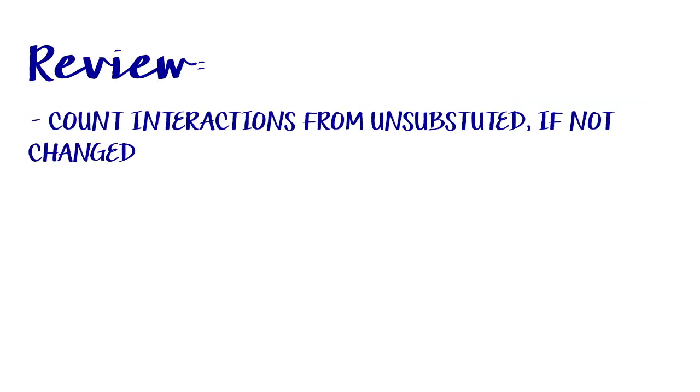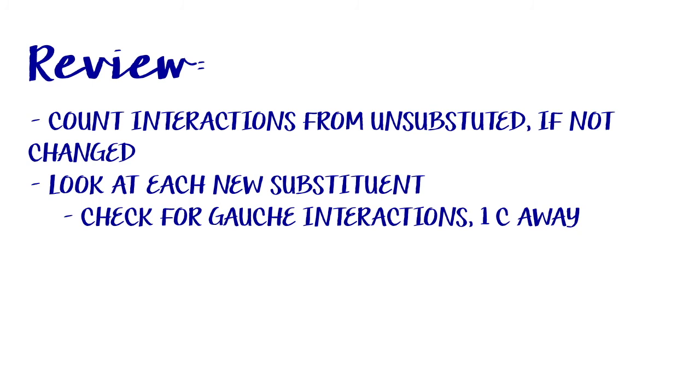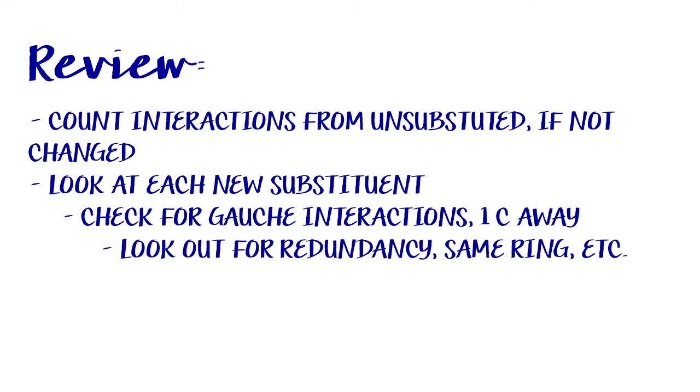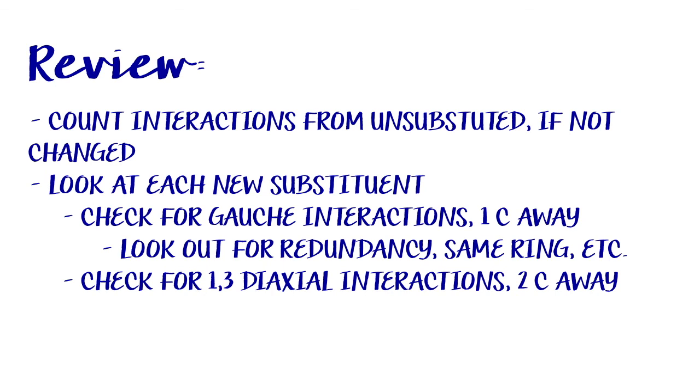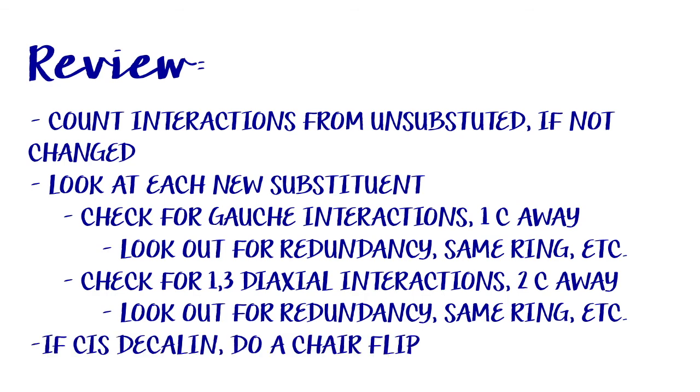Now, just a quick recap of everything we have covered. You should use what you already know and count the interactions from unsubstituted decalin if the groups have not changed. For each new substituent, check for gauche interactions 1 carbon away and 1,3 diaxial interactions 2 carbons away. While checking, keep in mind redundancy and double counting interactions, or if the groups are on the same ring and therefore shouldn't be counted. Finally, on cis decalins, make sure you do a chair flip since the relative energy of the chair flip may be different.